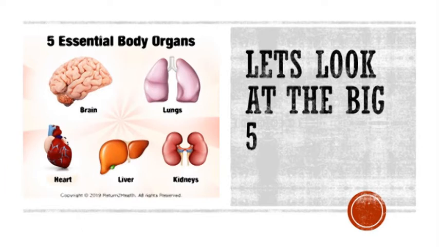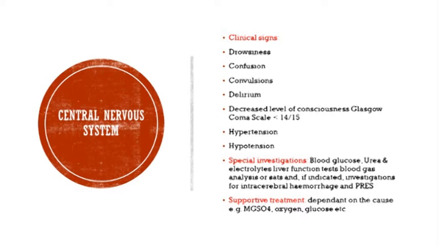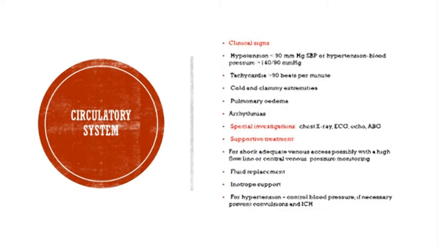So looking for signs of central nervous system failure, there are many signs that you can clinically look for, such as drowsiness, confusion, convulsions, delirium, reduced level of consciousness, hypertension or hypotension. Investigations you can do at the bedside include a blood glucose, a urea and creatinine, LFTs, a blood gas and saturation, and if needed, a CT brain to look for intracerebral hemorrhage. Supportive treatment will depend on the cause, for example, magnesium sulfate, oxygen, or glucose.